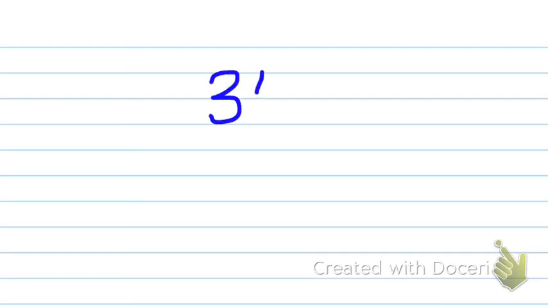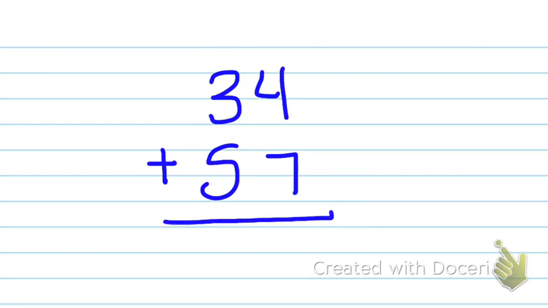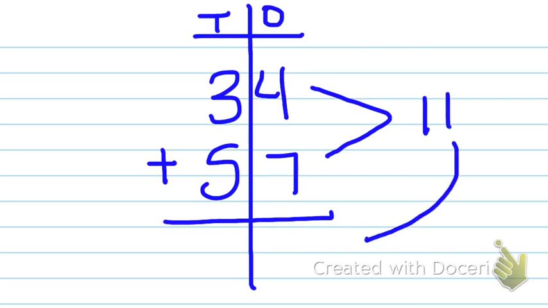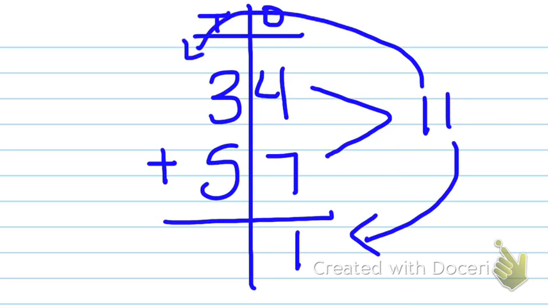34 plus 57. I'm going to use my place value chart. And I'm going to add my ones place first. 4 plus 7 is equal to 11. I drop down my 1 in the ones place, and my other one flies to the tens. Now I'm going to add my tens place, and I'm not going to forget to add this 1 right here.